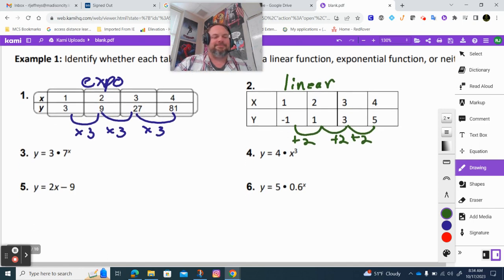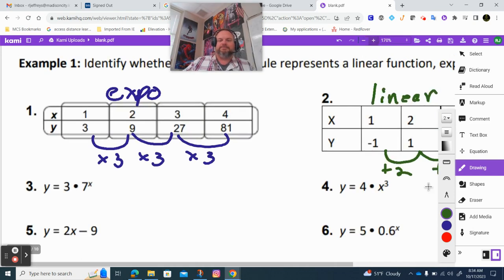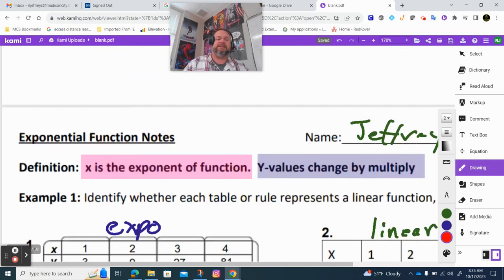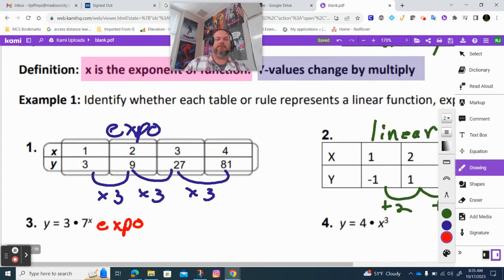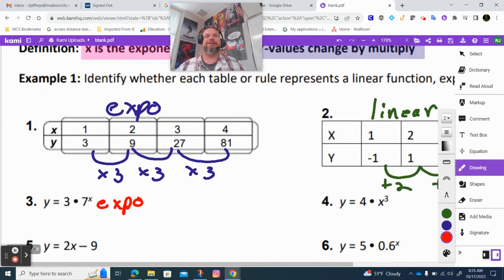All right, number three. If we look closely on number three, where's the x in number three? Yeah, it's on the 7, and it's like an exponent, right? Because it's little. It looks like it's getting a piggyback ride. So this is exponential. Why? Well, let's see. Definition. X is the exponent. That's the easiest way to find it. If x is the exponent.